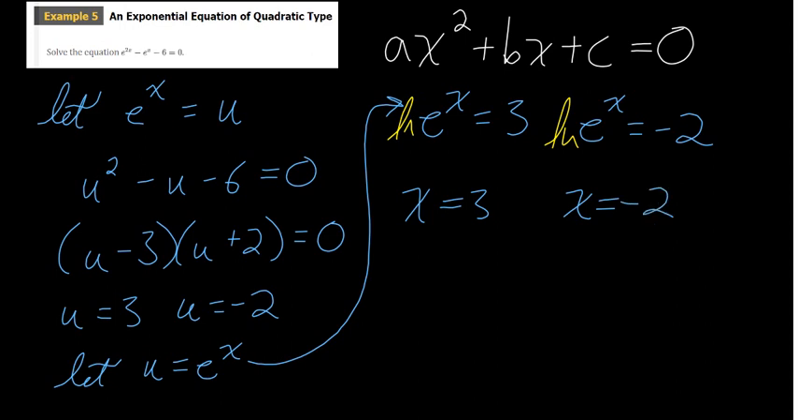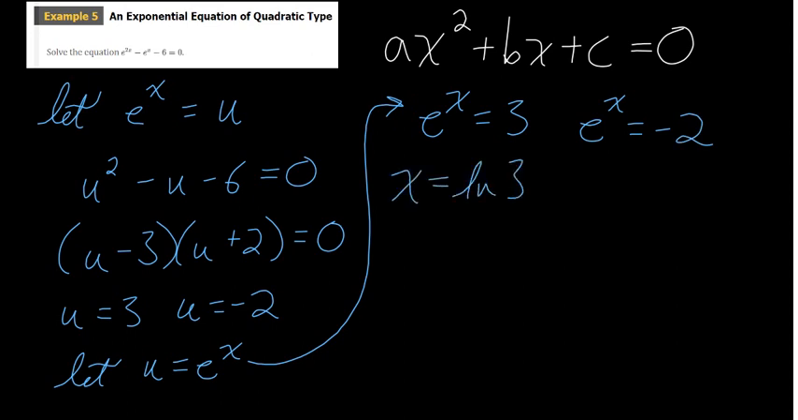However, we do have a slight problem. Actually, I messed up. I should have just kept it at that. If I take the natural log of the left side, I also have to take the natural log of the right side. That was a minor error. So this becomes x is equal to the natural log of 3, and x is equal to the natural log of negative 2.